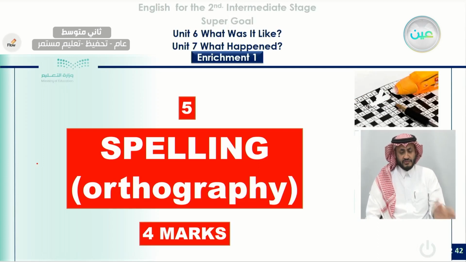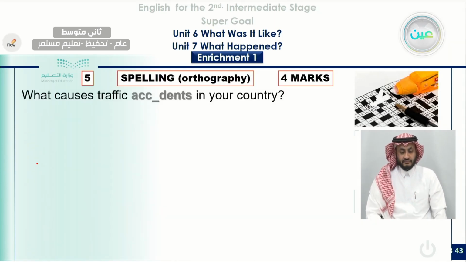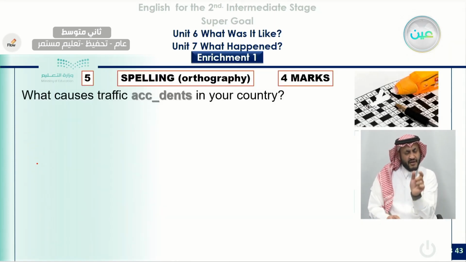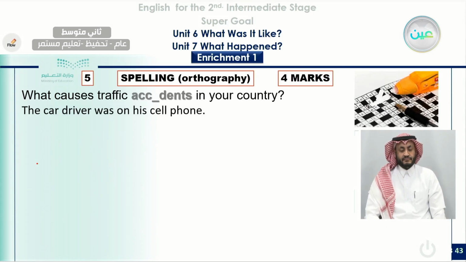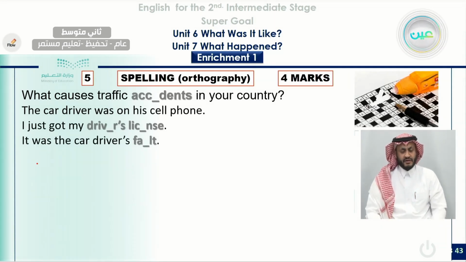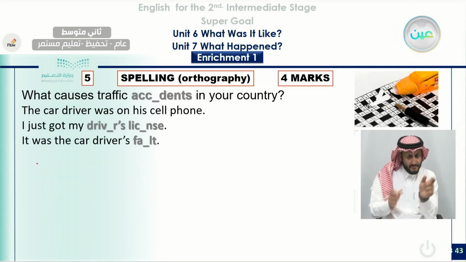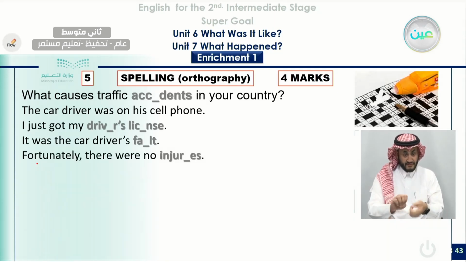And the other skill, or the 5th skill, is spelling, which is called orthography. You will see some words that have missing letters. For example, accident here. You need to fill in the missing letter by writing a letter. So accident here ends with A double C, and after C is I. Also here we can have driver's license. We are missing here E. Fault, we are missing U, and so on.